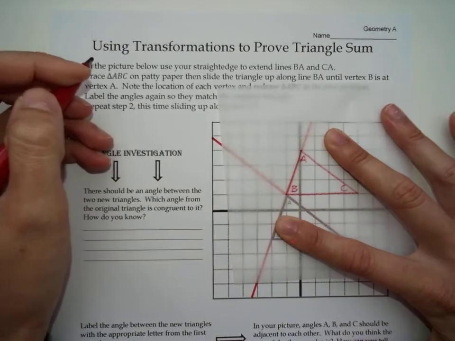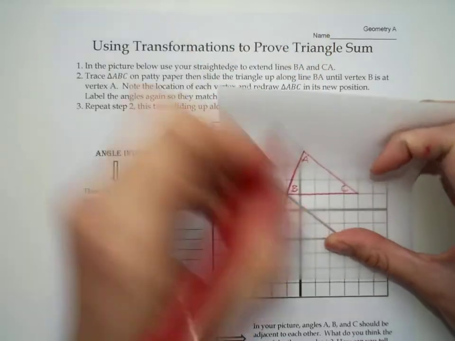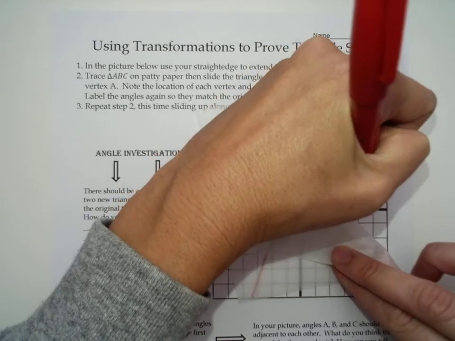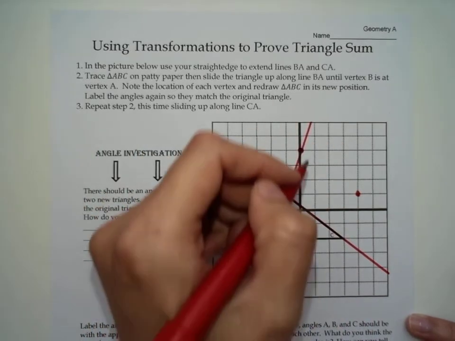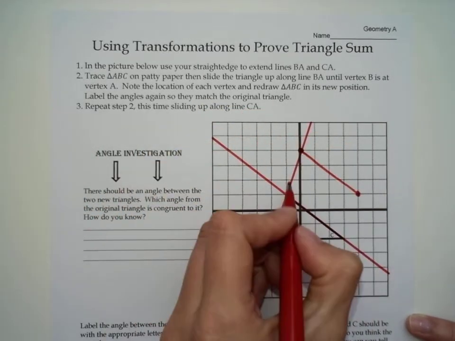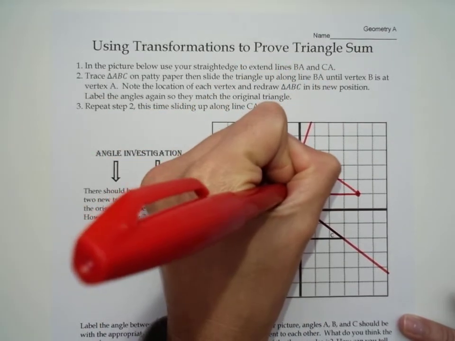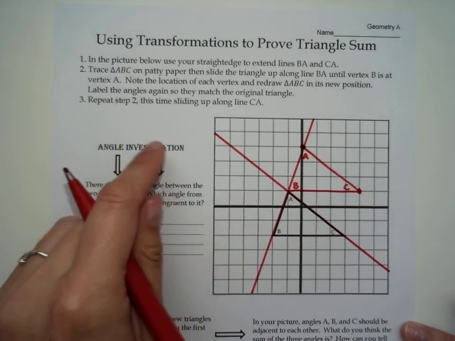We're going to draw this triangle again. And it's right here, the vertex of A is right here, and the vertex of C is right here. So I'm going to lift up my paper. I'm going to draw those. And now I'm going to redraw triangle ABC in its new position. So we just did a translation, right? We slid this triangle up, which means we translated it. Okay.